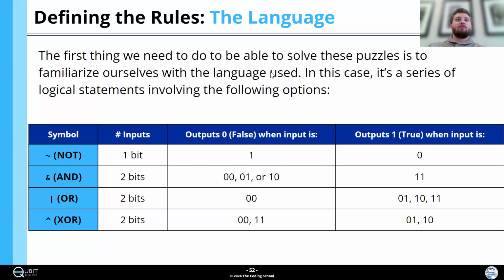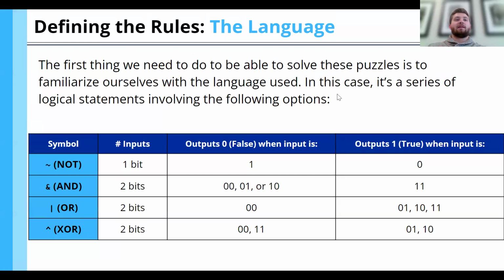For example, we need to use a specific language here to define our problems. The first thing we need to do to be able to solve these puzzles is to familiarize ourselves with the language used. In this case, it's a series of logical statements involving the following options. Here we have some symbols: not, and, or, XOR.